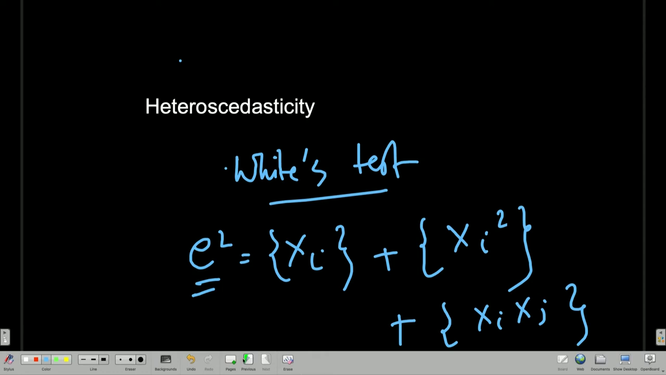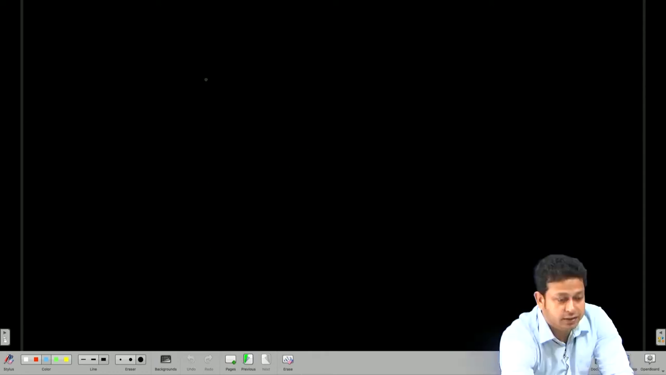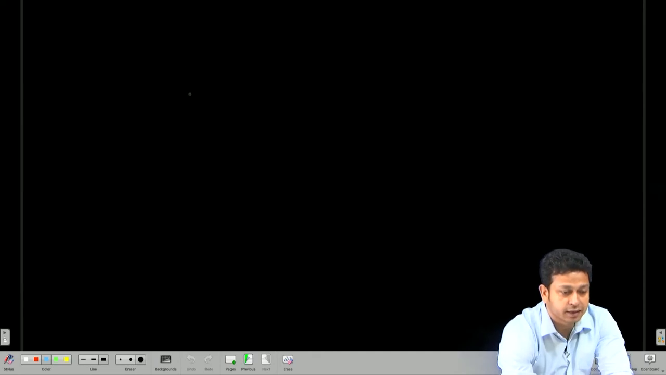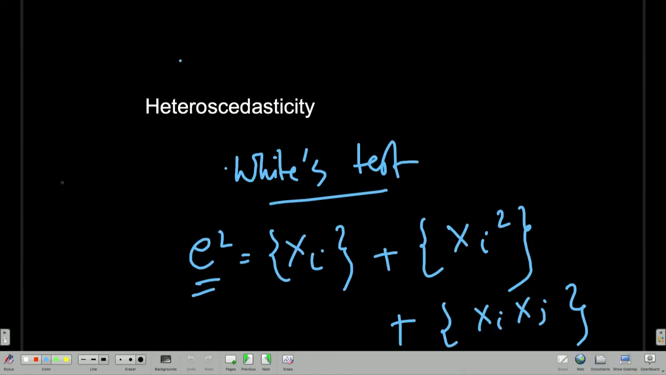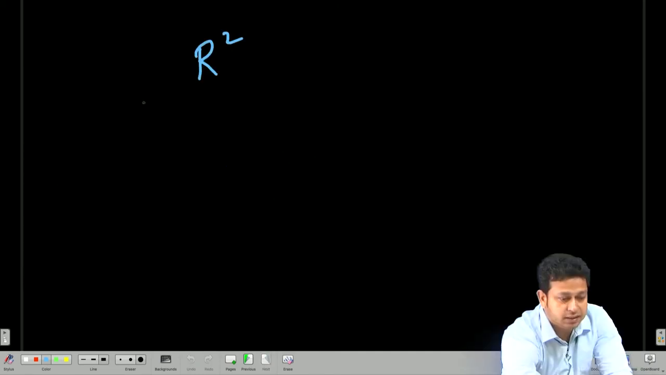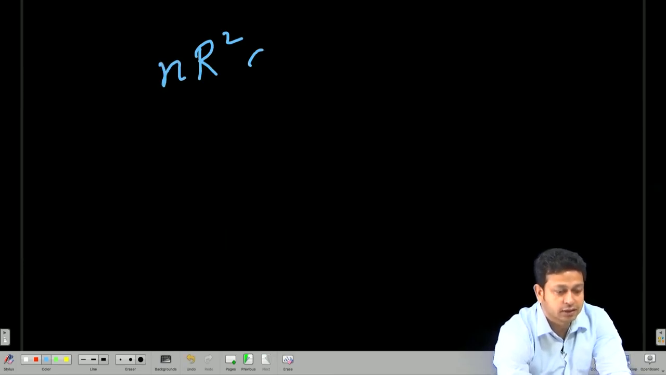And like previously, it again follows a chi-square distribution. If I get the r square value out of the regression equation that I run, and use the r square value and the number of observations in the regression, they follow a chi-square distribution again, with the degrees of freedom equal to the number of explanatory variables.